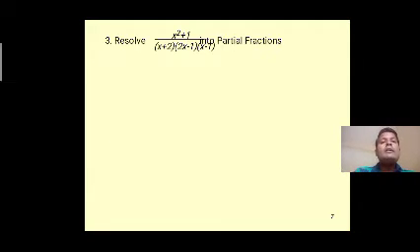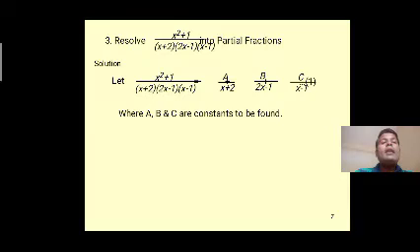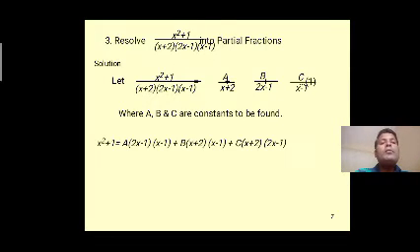Now we go to the third problem. Resolve x square plus 1 by x plus 2 into 2x minus 1 into x minus 1 into partial fractions. Here how many factors are there? The same: x plus 2, 2x minus 1, x minus 1. Those are non-repeated linear factors. Here 3 factors are there. Then how to write the partial fraction format? That is equal to a by x plus 2 plus b by 2x minus 1 plus c by x minus 1, where a, b and c are constants to be found.